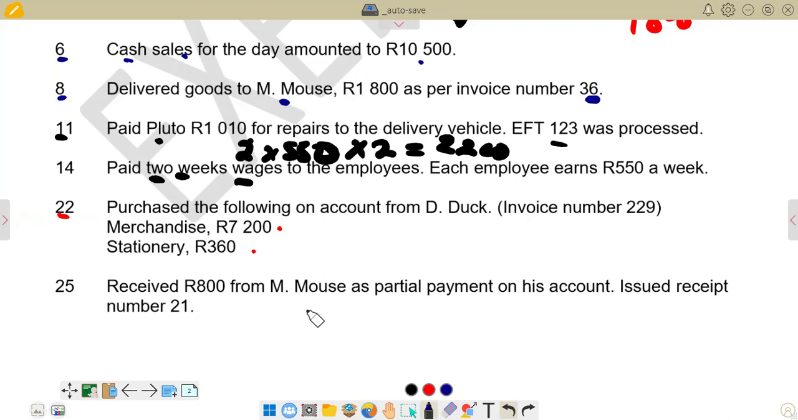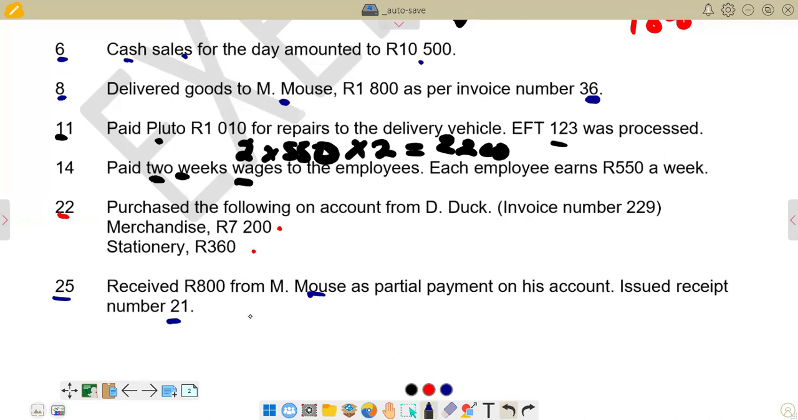We're going to say our mouse is under the details column. Our date we put 25, and we have got a document number 21. So we are just receiving 800. We are not going to put anything under cost of sales because these are not sales, but this is a payment by a debtor. Whenever the debtor is making a payment, we don't need to report under the column for cost of sales. Remember, cost of sales is the cost of goods that have been sold. Here we are not saying that we are receiving money for the goods that we sold some time back. So no need to enter the cost of sales column.